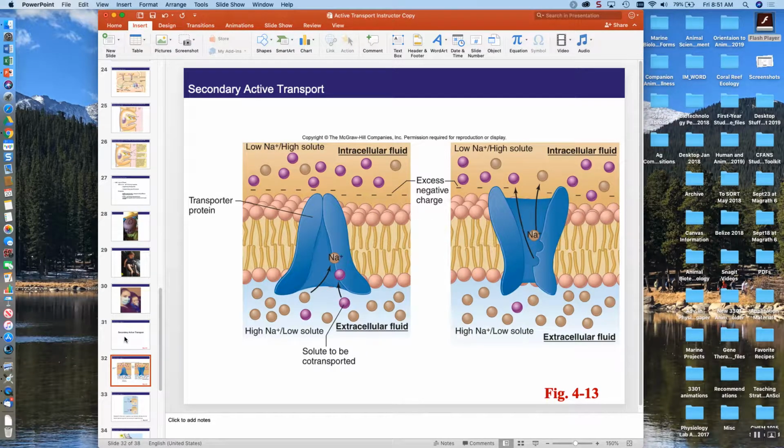So let's move on to secondary active transport. This does not use ATP, harnessing the hydrolysis of ATP to move molecules against their concentration gradient. In this case, secondary active transport uses the energy from the sodium gradient that's actually established by the pump. It uses the energy of the sodium gradient to move other molecules against their concentration gradient.